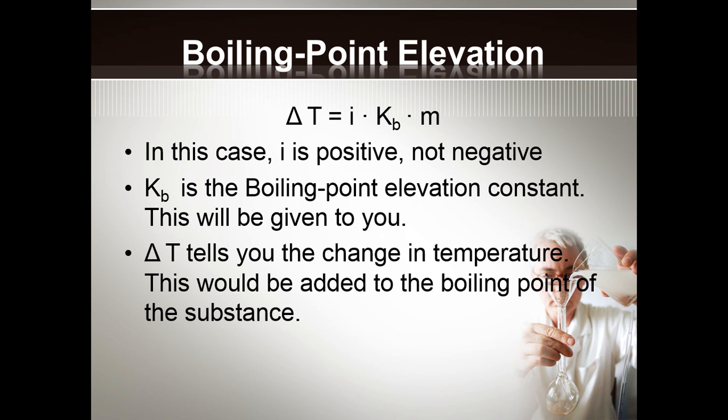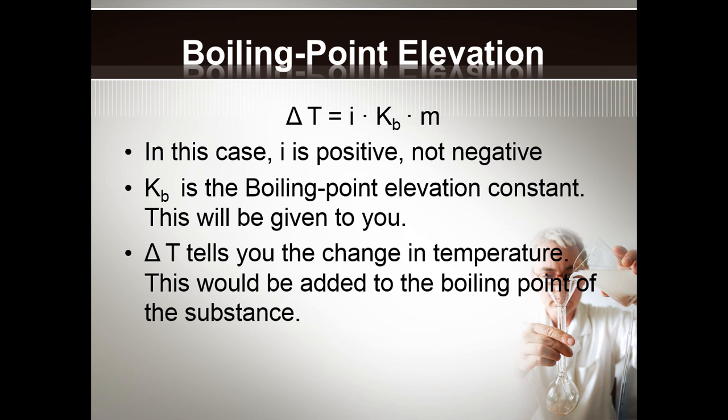So last thing I want to cover is boiling point elevation. Same thing as freezing point depression, similar formula here. We've got delta T equals i times Kb times m. Okay, so in this case, i is positive, not negative. Makes sense, right? You're going to elevate the boiling point, so you're going to add something to your number. With freezing point depression you're going to decrease your freezing point, so you're going to subtract something. So i is positive in this case.